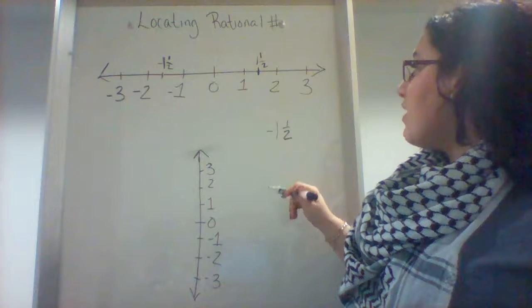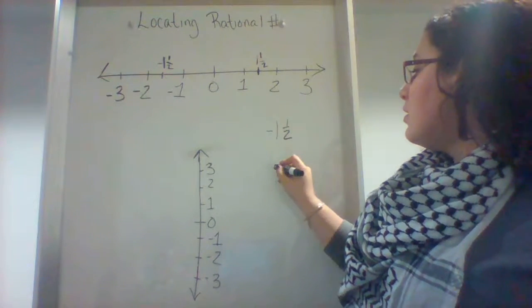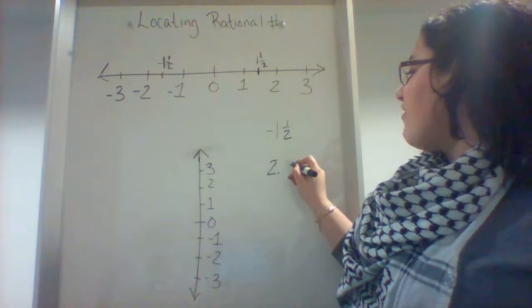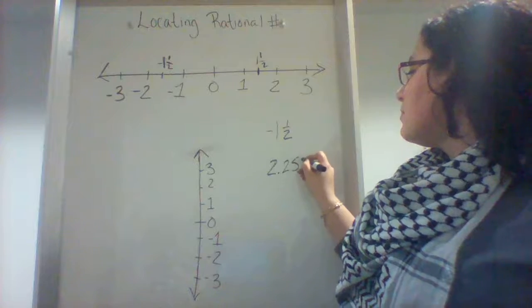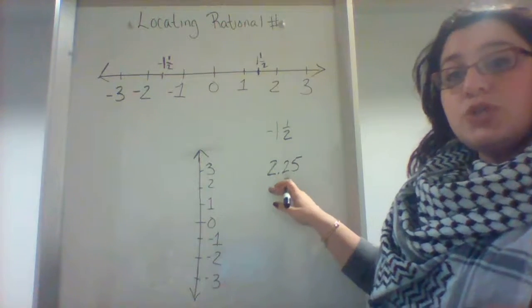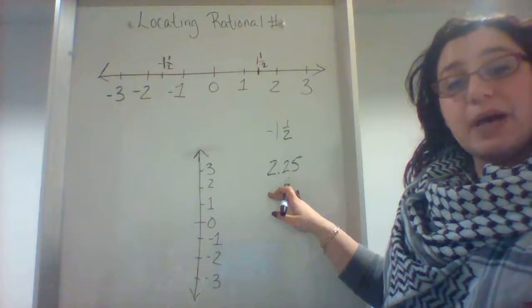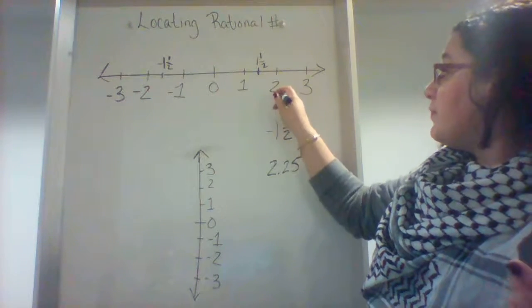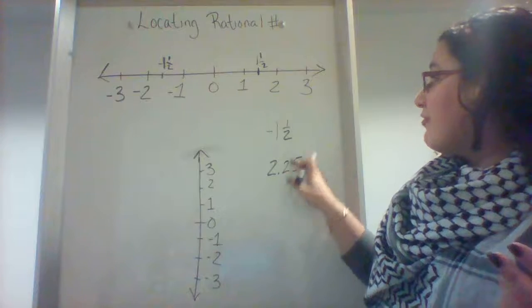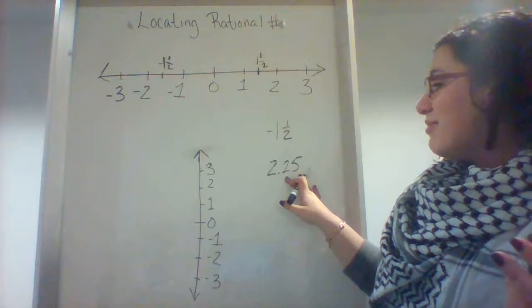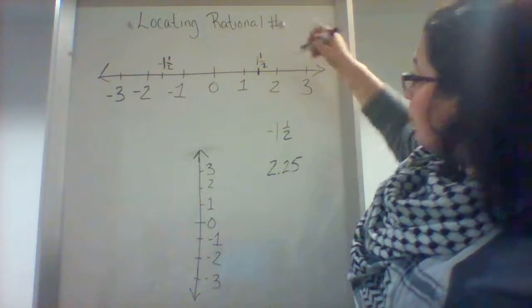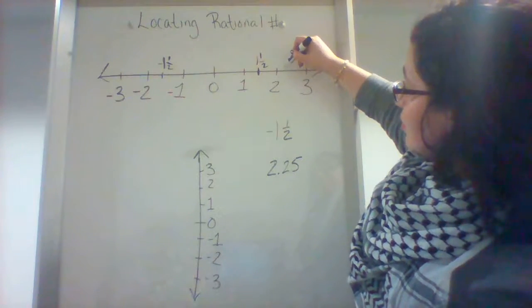So let's say I wanted to find 2 25/100. So 2 1/4. Thinking about it, it's 2 and a little bit over, but not quite 3. So I'm going to go to the number 2. I'm not at 3 yet, but I'm over 2, so I know it's going to be between 2 and 3. So 2 1/4 is going to be in between the numbers 2 and 3.